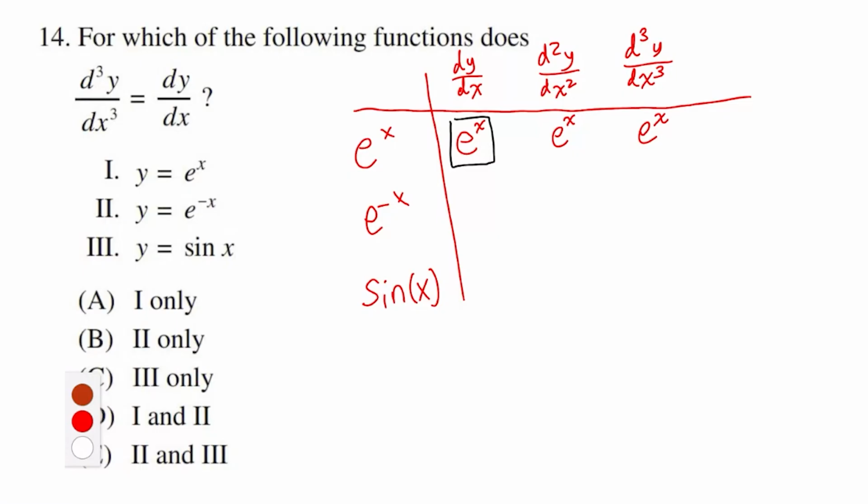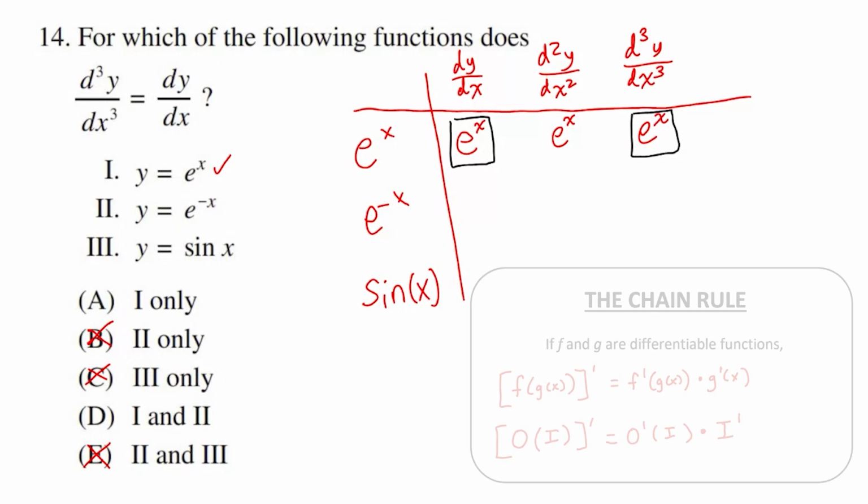Since the first derivative is equivalent to the third derivative, we're going to include 1 in our final answer here. So we can eliminate choice B, choice C, and choice E right off the bat. Now let's look at e to the negative x. Here we'll have to use the chain rule.